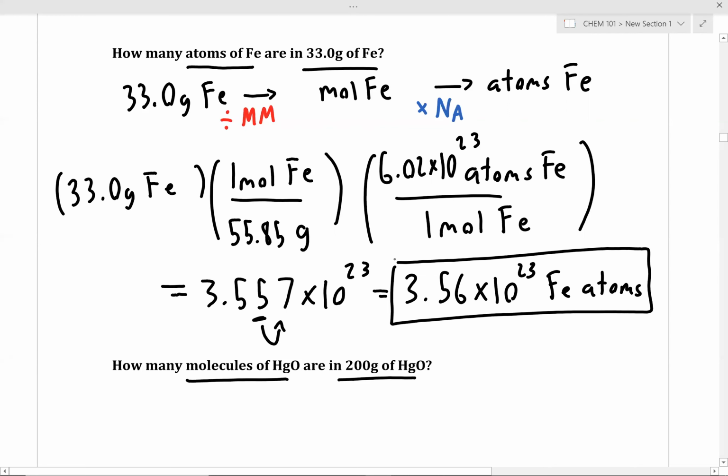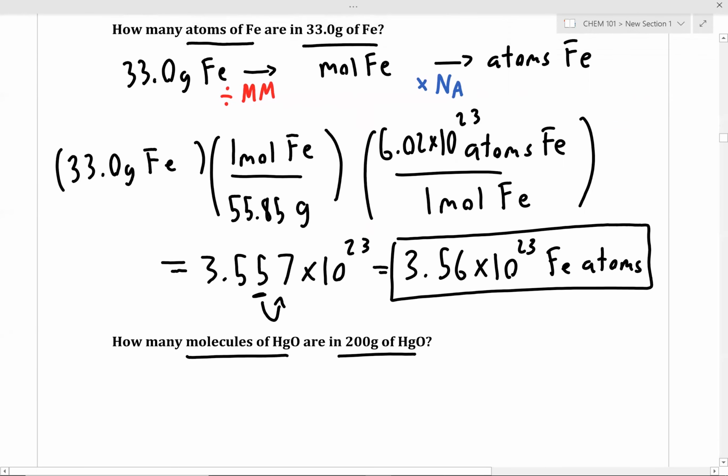Okay, so with this problem-solving manifold as a guideline, what I want you now to do is to tell me how many molecules of mercury oxide are in 200 grams of mercury 2 oxide, to be perfectly exact with the name. Okay, and I'll walk around and check to see how everyone's doing.